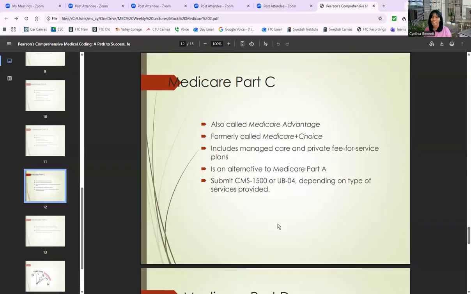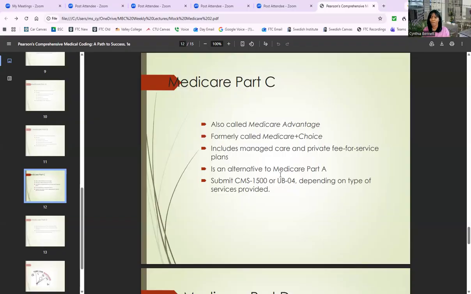So Medicare Part C is for our Advantage plans. This is when the patient has Medicare Part A and they also have Medicare Part B. So they've created a plan called Medicare Part C, and it works sort of like an HMO or a PPO. Those are our Medicare Advantage plans. They will include fee-for-service plans as well. It just depends on which plan that patient chooses.